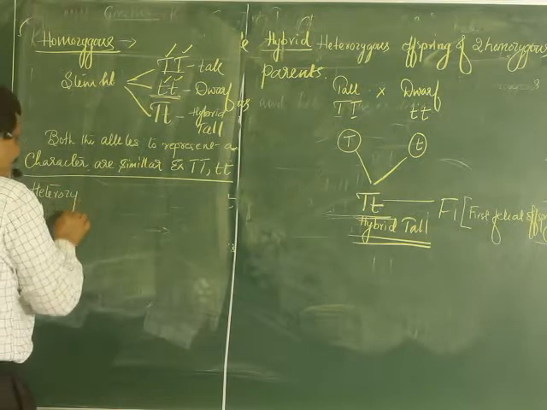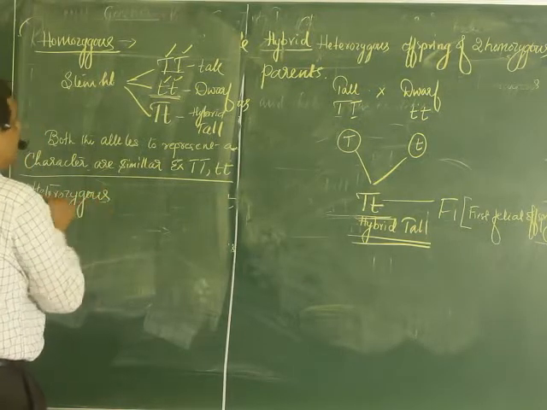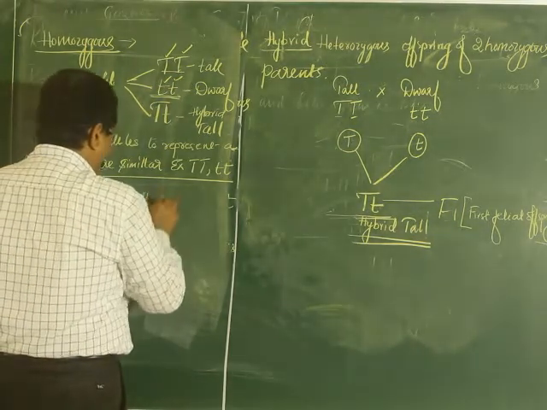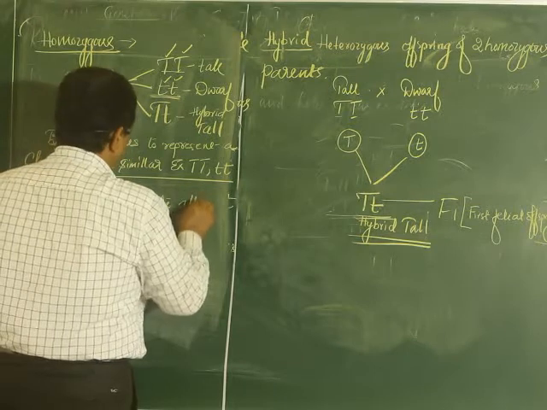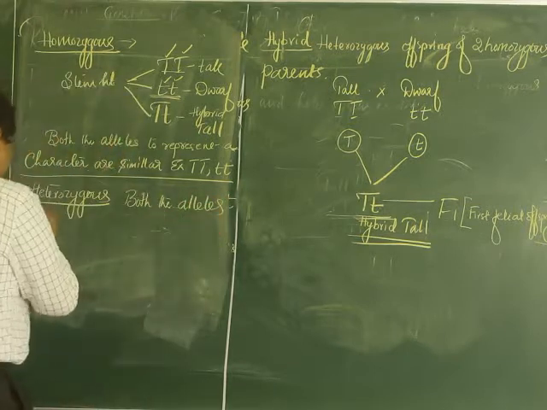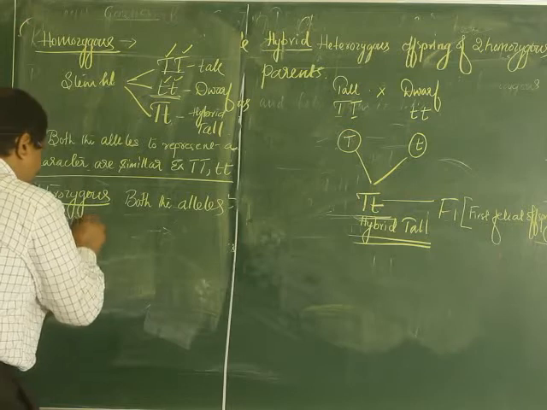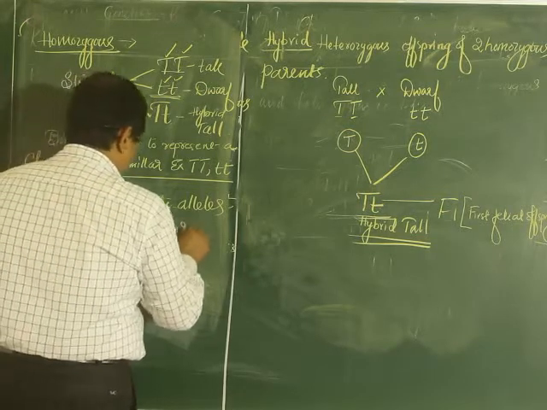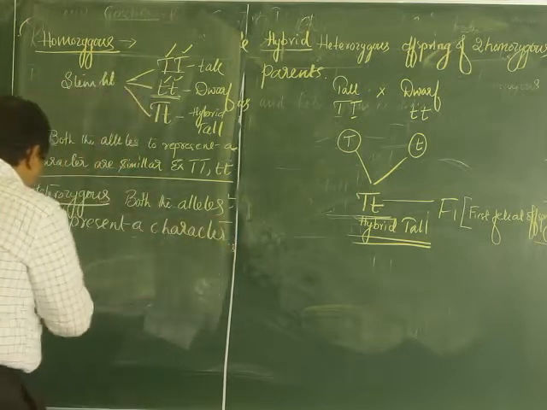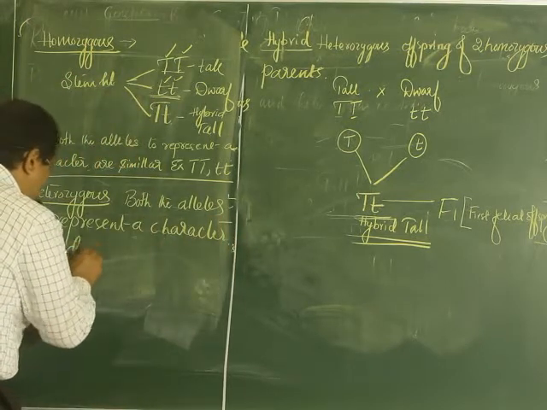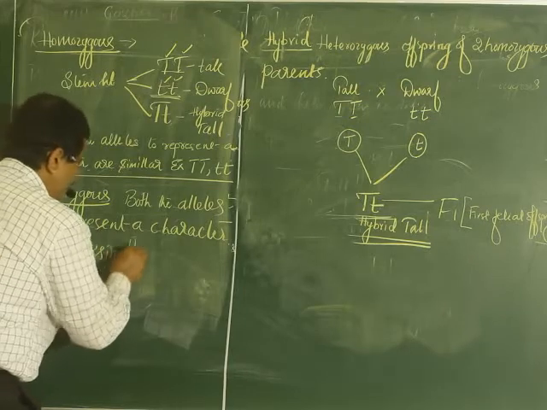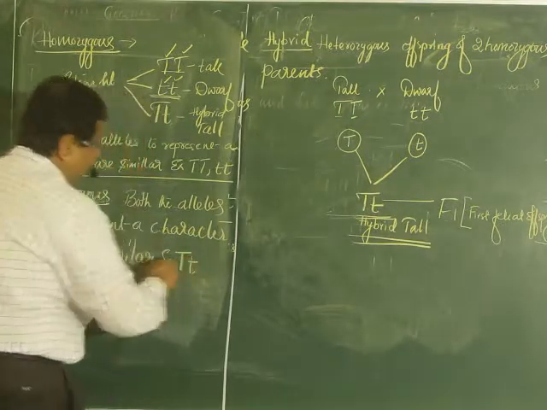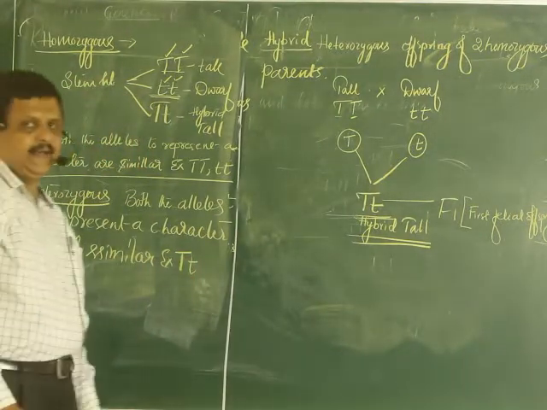What is this heterozygous? If both the alleles to represent a character are dissimilar. Example, capital T, small t. It is called heterozygous.